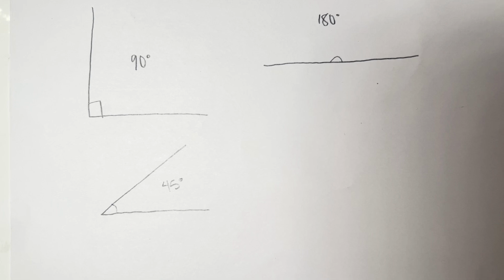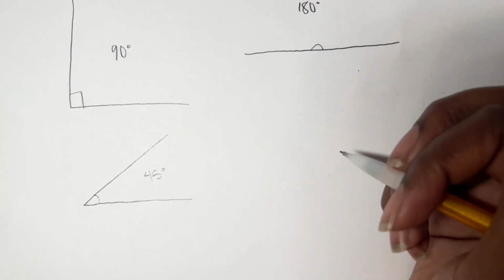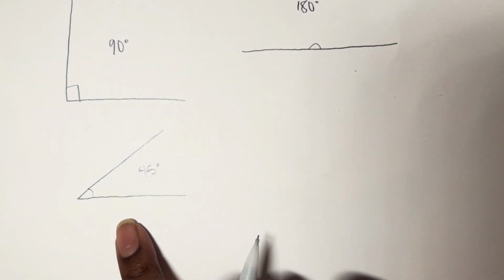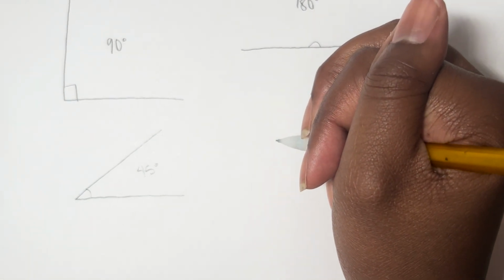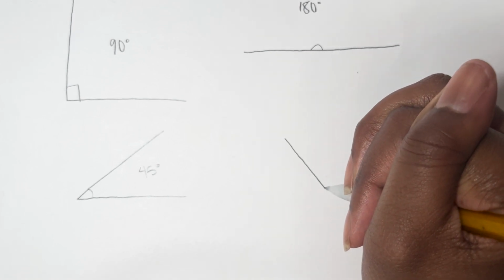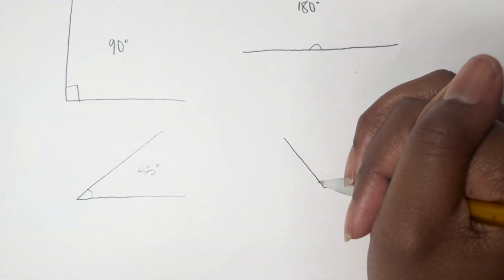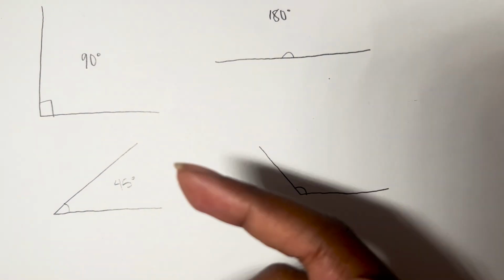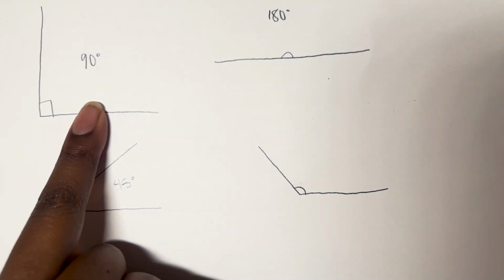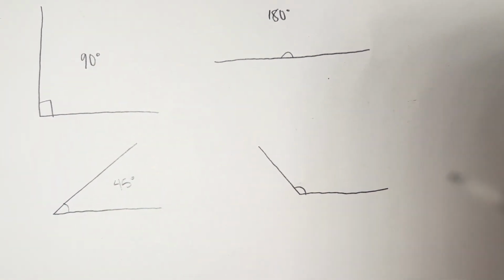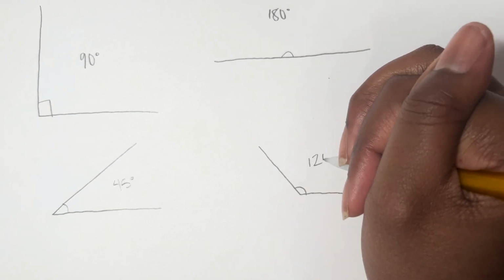And our last angle is our obtuse angle. And unlike our acute angle, which is less than 90 degrees, the obtuse angle is greater than 90 degrees. So I'm just going to draw an angle that looks like this. And as we can see here, our measurement is wider than our 90 degree or our right angle right here. So we could say that this is about, I'm just going to say, 120 degrees.